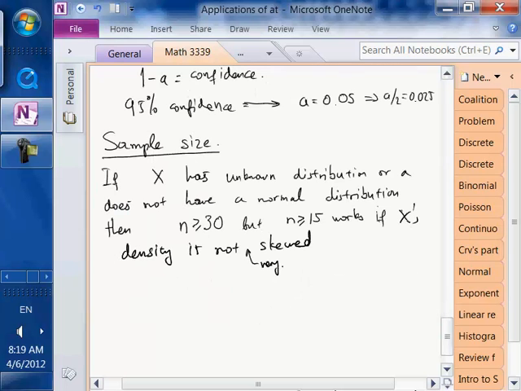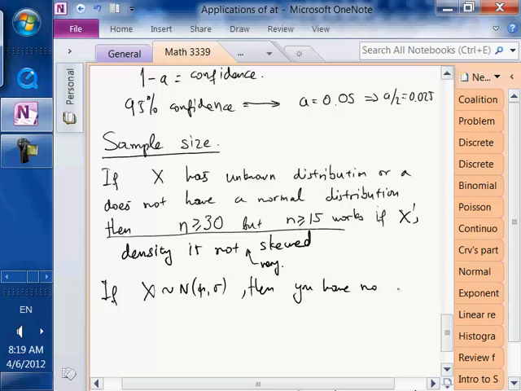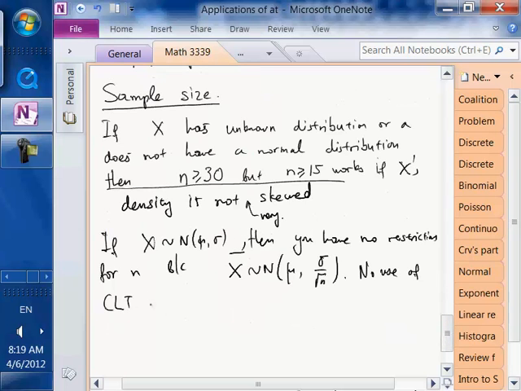Okay, so that's the rule that we need to use. If X has a normal distribution, then you have no restrictions for n. Because, as we have shown, X bar has a normal distribution itself. So you don't really need to invoke the central limit theorem. No use of CLT is necessary in this case.